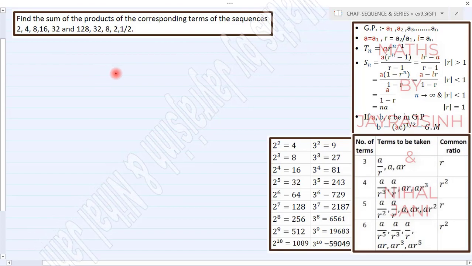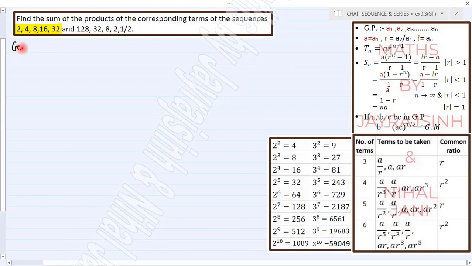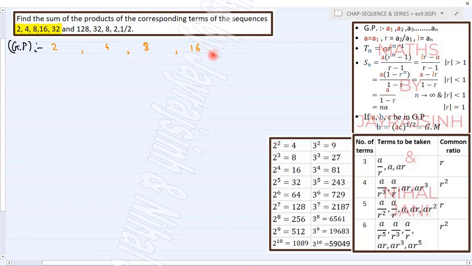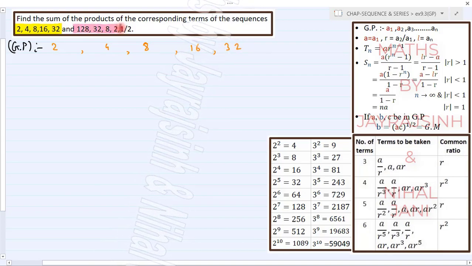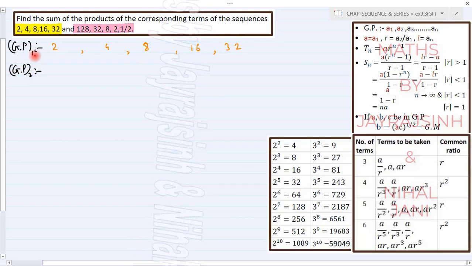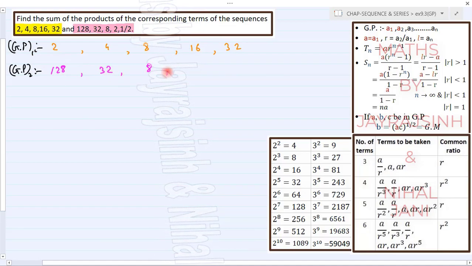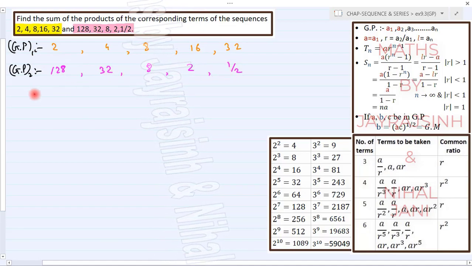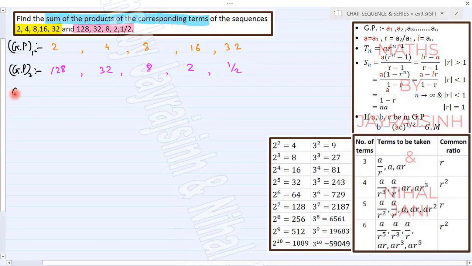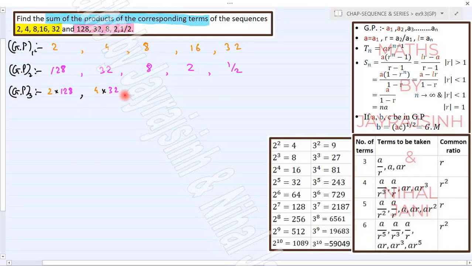In this question, we have 2 GP. Your first GP is 2, 4, 8, 16, and 32. And your second GP is given as 128, 32, 8, 2 and 1 by 2. And we have to form a third GP, which is produced by the product of corresponding terms of these two GPs.